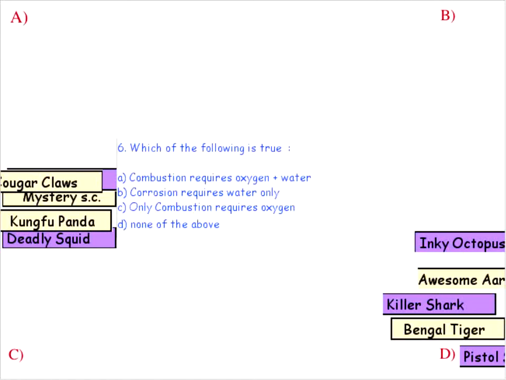Okay, so the reason why it's none of the above, okay, let's just look at the answers one at a time. Combustion requires oxygen and water. No, it doesn't require water, right? If you're going to explode something, it's only oxygen. Corrosion requires water only. No, if you're going to have rusting, it requires oxygen as well, right? Okay, only combustion requires oxygen. That's not true because so does corrosion. And so it's none of the above.